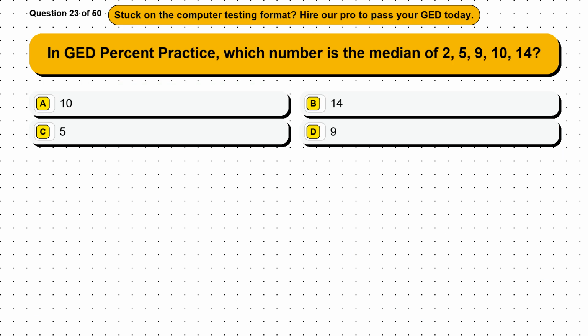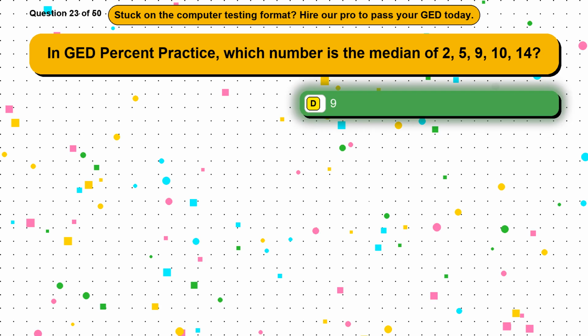Question 23. In GED percent practice, which number is the median of 2, 5, 9, 10, 14? Option A, 10. Option B, 14. Option C, 5. Option D, 9. The correct answer is option D.